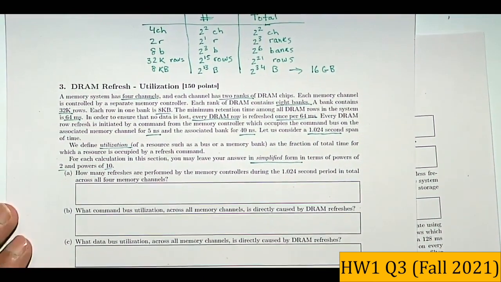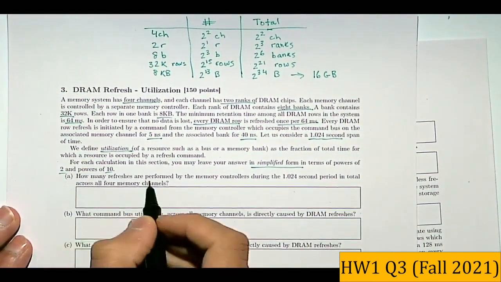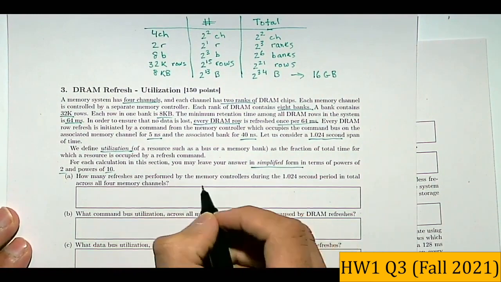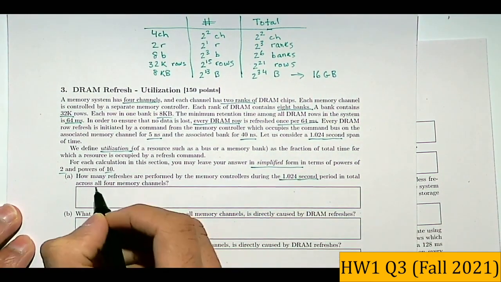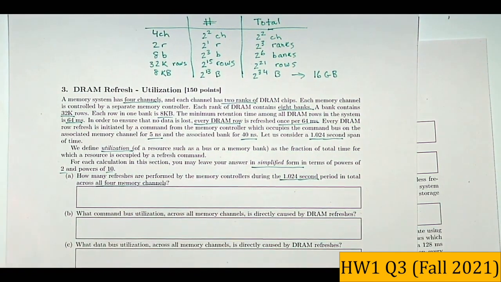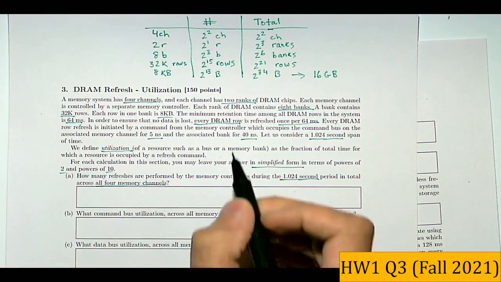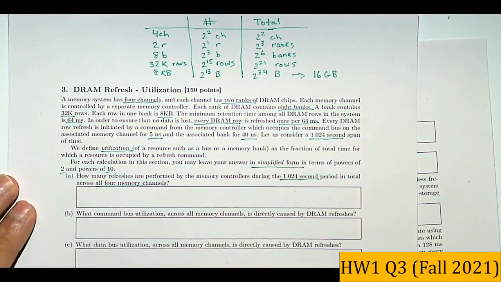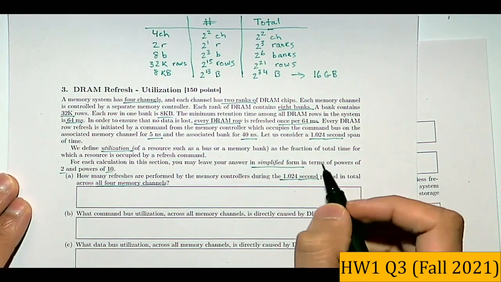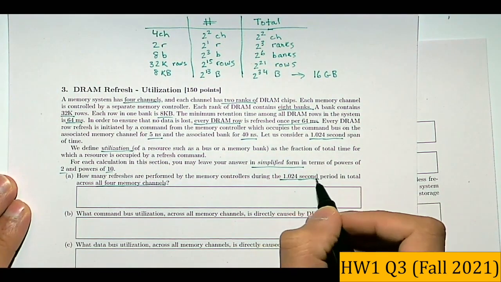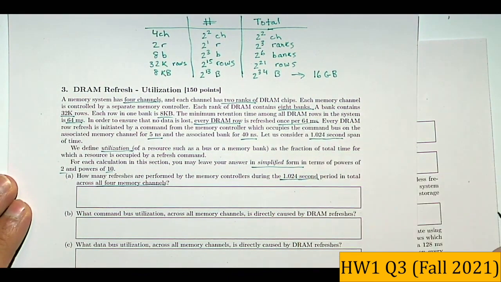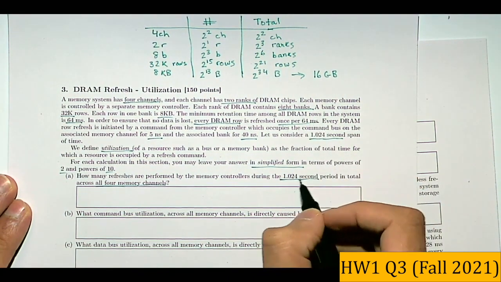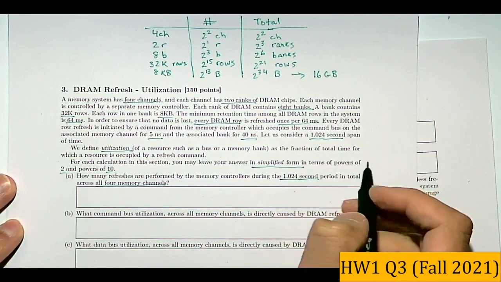So let's get to the first part of the question. It asks how many refresh commands are performed by the memory controllers during the 1.024 second period across all 4 memory channels. We know that every DRAM row is refreshed every 64 milliseconds. So if we're considering a 1.024 second period, how many of these 64 millisecond periods are in this 1.024 seconds? That's the first part.